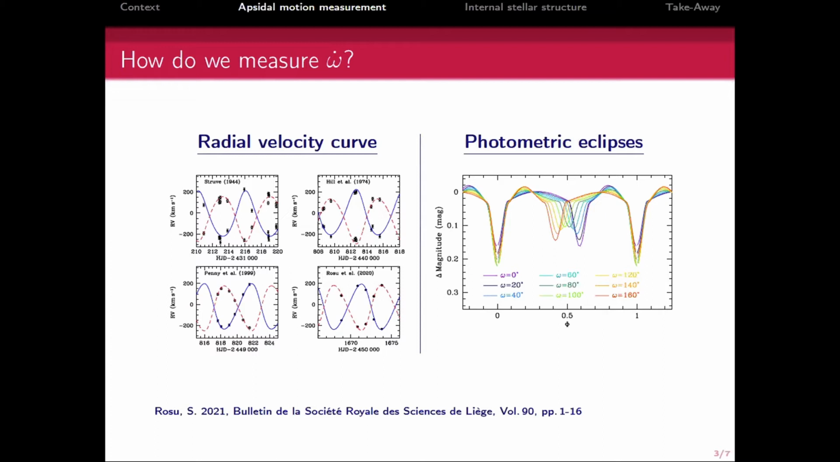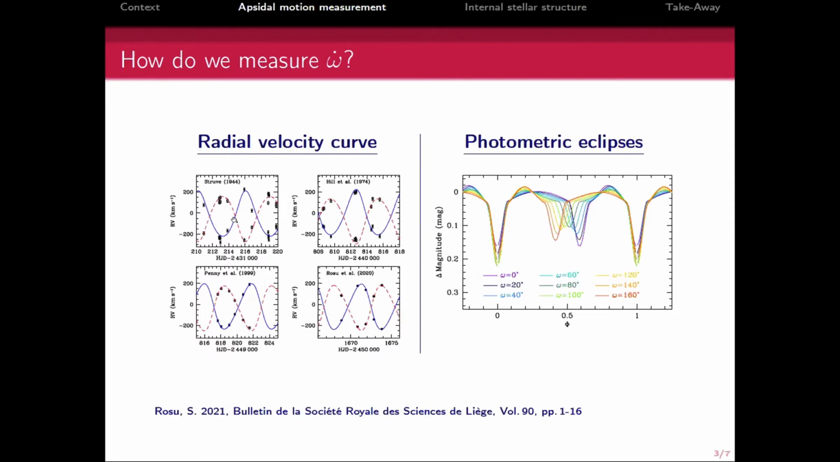The apsidal motion rate is a very slow motion, so both methods need a set of observational data spanning several years, which might be quite challenging in practice. The first method, on the left panel, makes use of a set of radial velocity measurements taken for a binary system at different epochs. If we fit a curve to these data, explicitly accounting for the apsidal motion through the variation of omega, then we can estimate this apsidal motion rate.